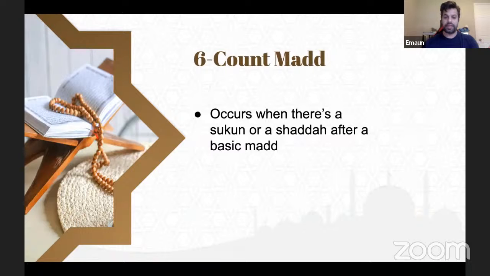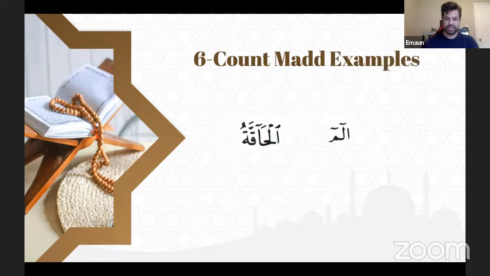Next, we have a med that goes to 6 counts. This occurs whenever there's a sukun or a shadda after the basic med. I found a couple examples. Here, for example, alif lam mim. Some of you might say, well, where is the basic med in this? When you break this apart and you actually spell out the letters the way that you do when you recite, you'll see that there is a long vowel with a letter that has a sukun afterwards. So alif, for example, there's no long vowel involved there at all.